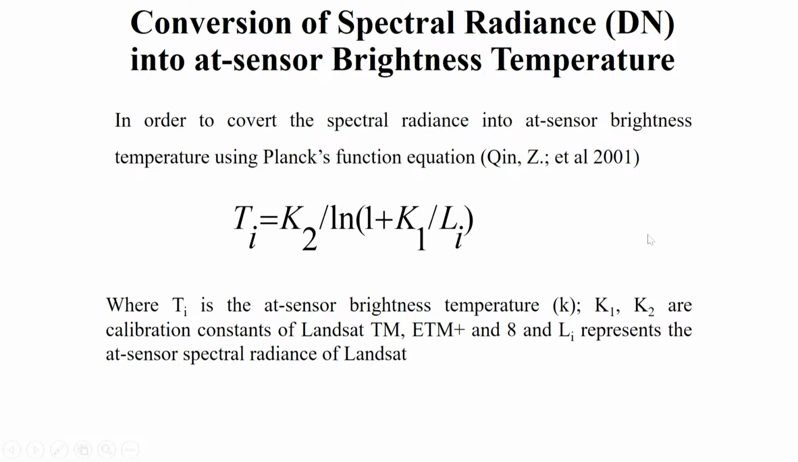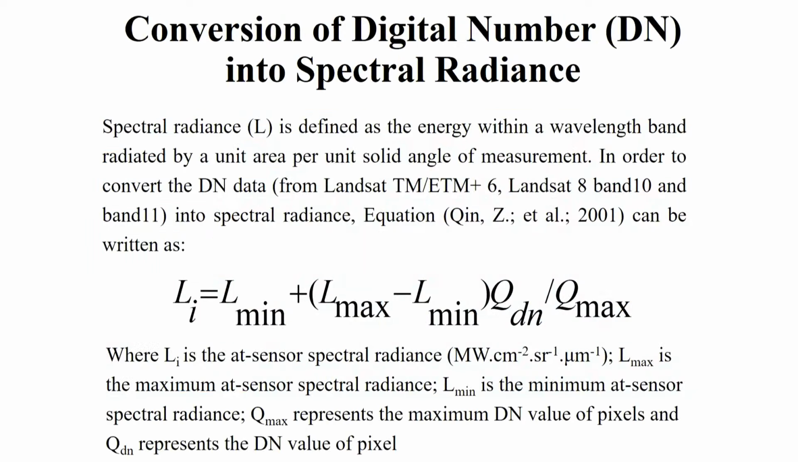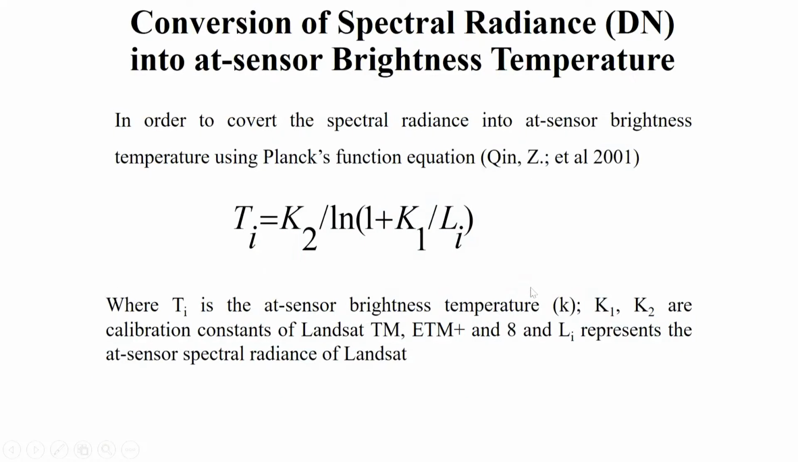Now when we have the spectral radiance image, we are going to calculate the at sensor brightness temperature, or we can say the radiant temperature. The radiant temperature is represented by Ti here. This will be measured with the help of the spectral radiance, Li, that we measured in the previous step, in which we used this formula with L minimum, L max, and QDN.